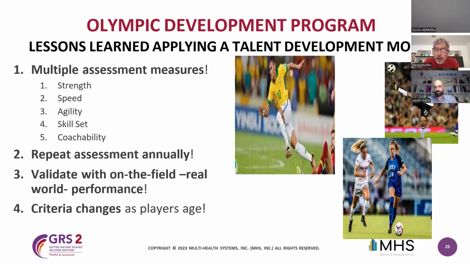They look at five. They look at strength on the pitch. They look at speed. They look at agility. They look at the skill set in football. And the last, remember we talked about Tannenbaum's personality, the STAR model? They look at coachability. Coachability is an aspect of personality.